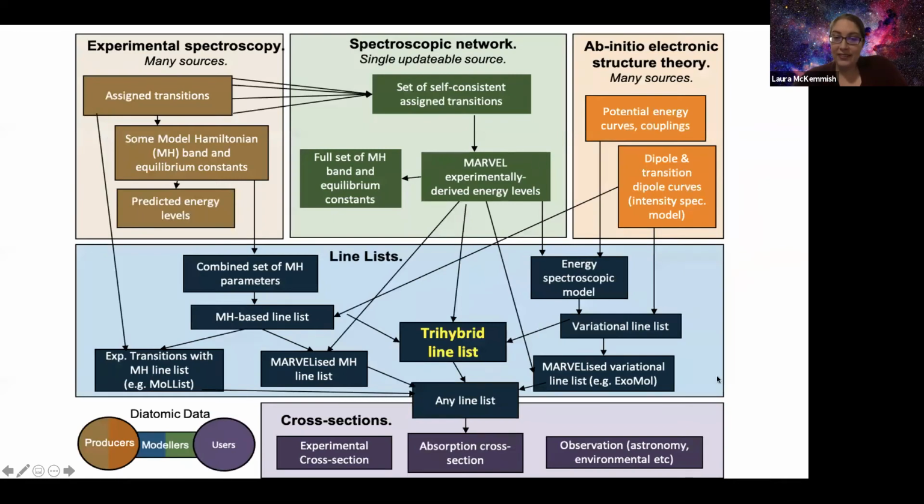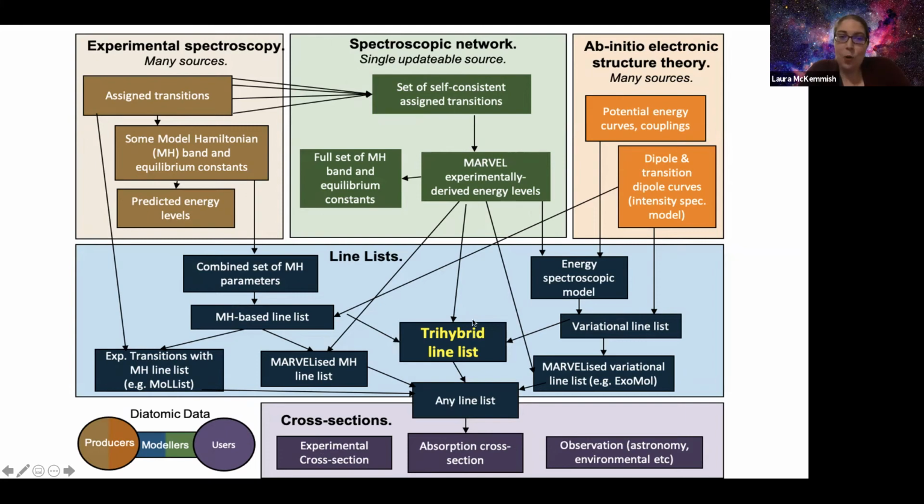Okay, so this is a central diagram in that paper, and this is the point of the talk, for you to be able to understand this diagram. What I want you to get at this stage is basically that we've got the experimentalists, the ab initio quantum chemists, we've got spectroscopic networks and line lists being produced, and then we've got the applications, these cross sections. And there's interconnections everywhere here.